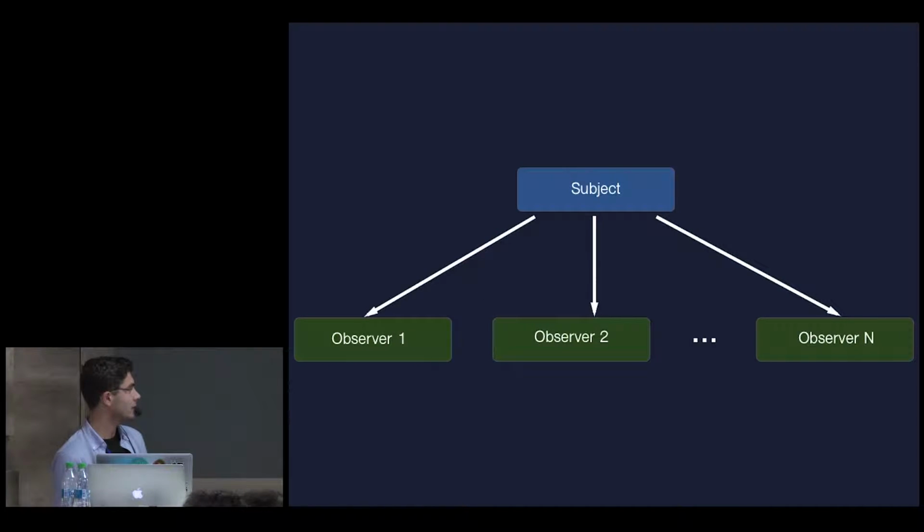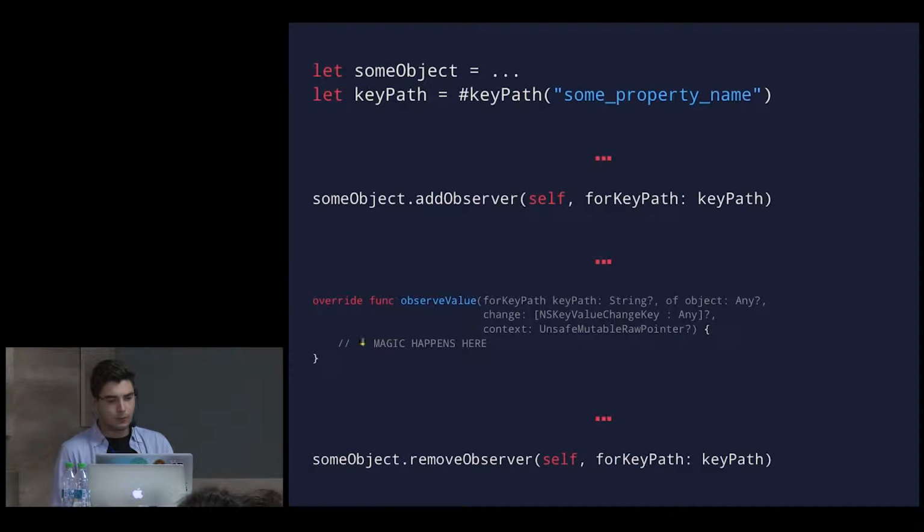We have some kind of subject. We can subscribe to this subject to be notified that it changed. A good example is key value observing. So we have some object and some key path to some property that we want to observe. We can add self as observer. We can override the function observeValue to be notified in this function with the new value, and then we need to remove the observer.